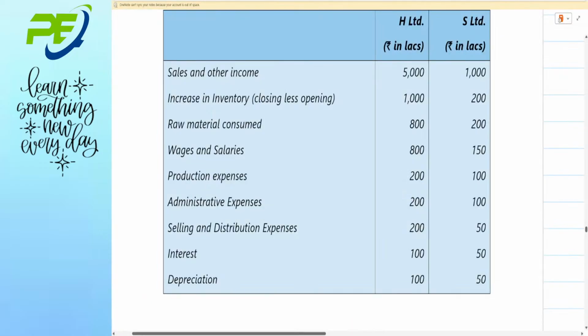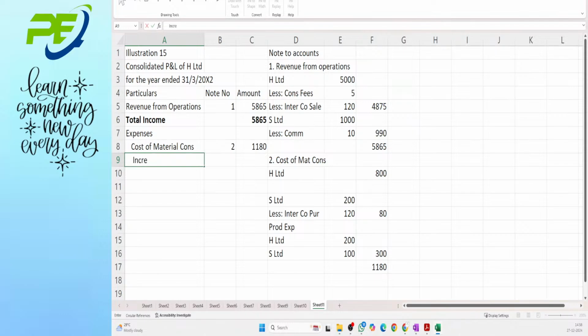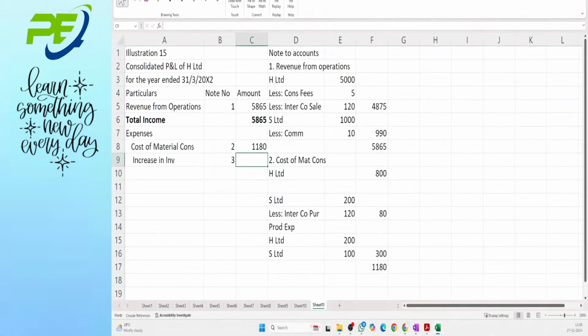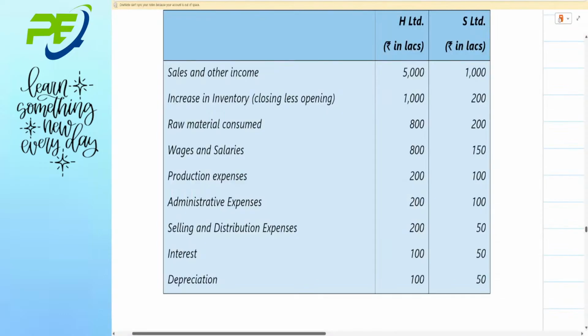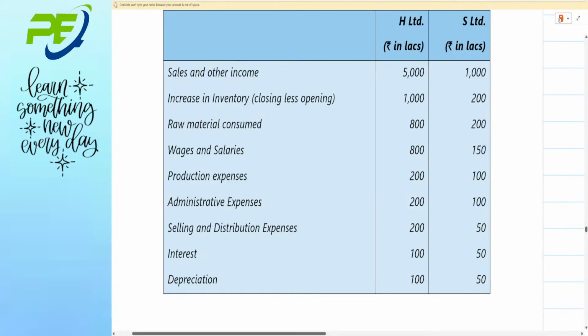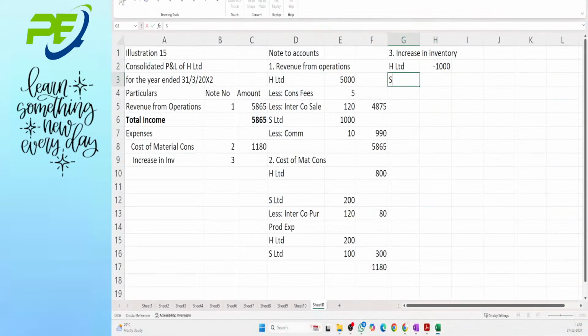So cost of material consumed, then increase in inventory. Note number 3. Now 1200. Increase in inventory: closing less opening. But what do we do? Opening minus closing. So here the numbers are positive, we have to put them in negative. H Limited minus 1000 and S Limited.